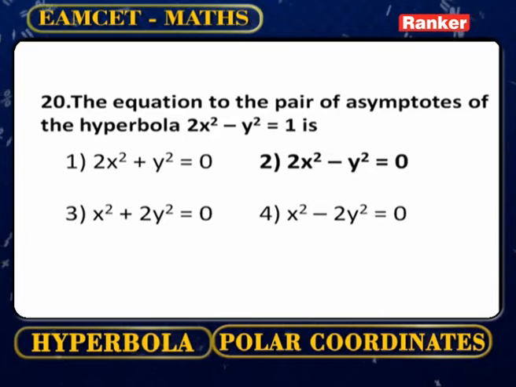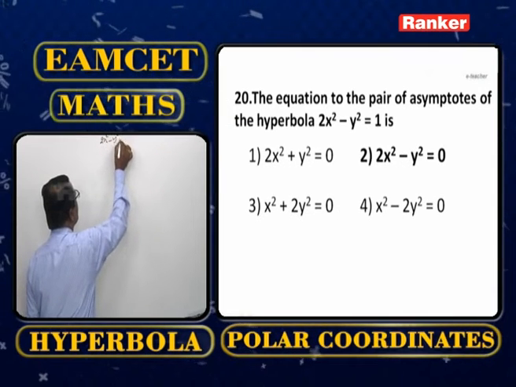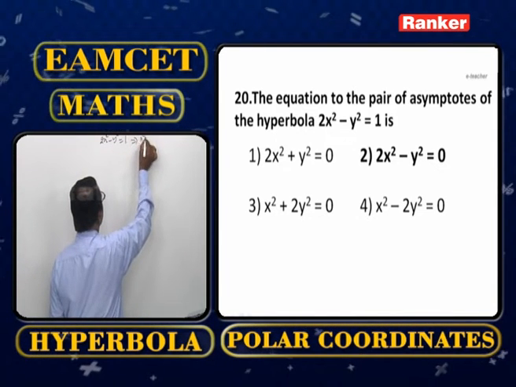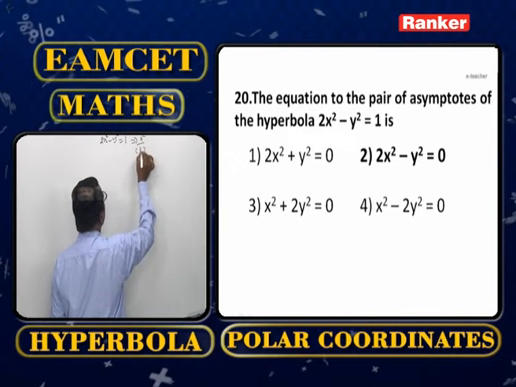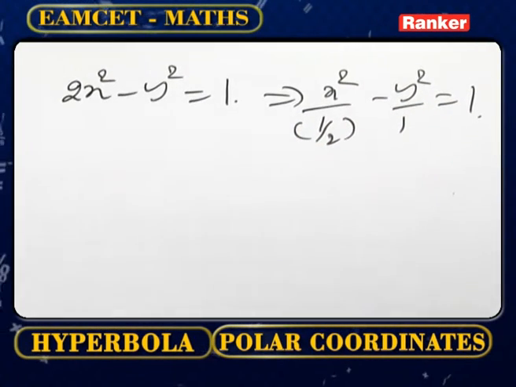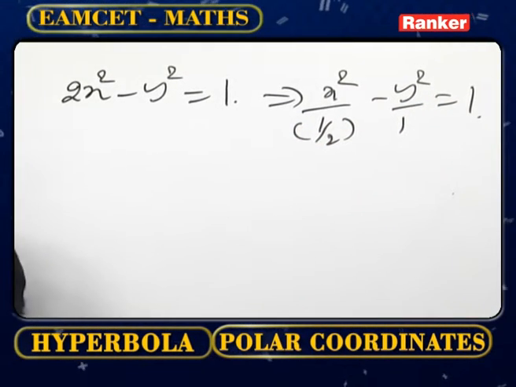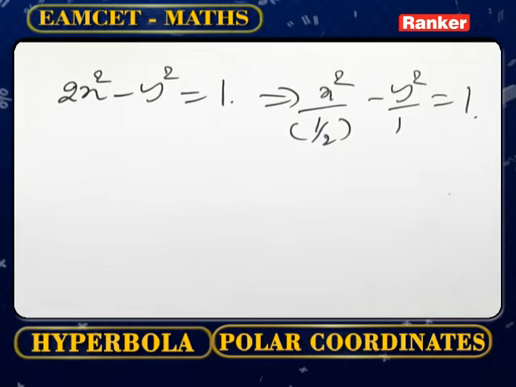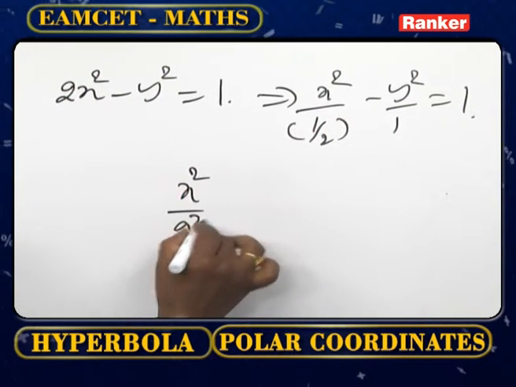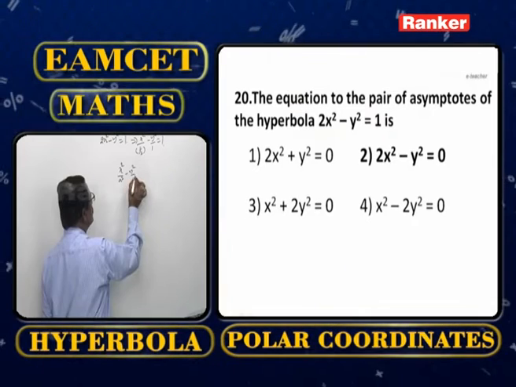The equation to the pair of asymptotes of the hyperbola 2x square minus y square equals 1. Now the given hyperbola equation is x square by 1 by 2 minus y square by 1 equals 1. It is in the form of x square by a square minus y square by b square equals 1. Now the equation of asymptotes is nothing but x square by a square minus y square by b square equals 0.